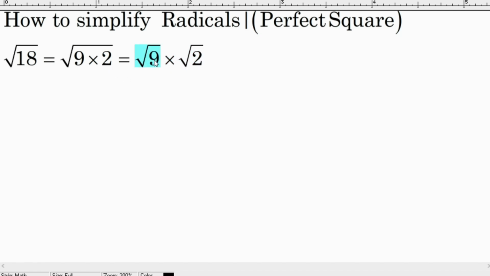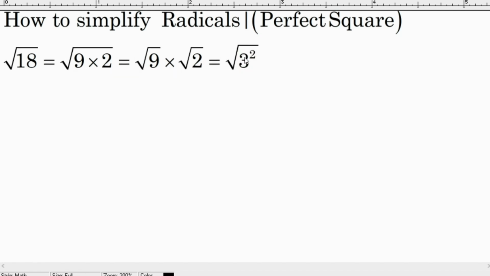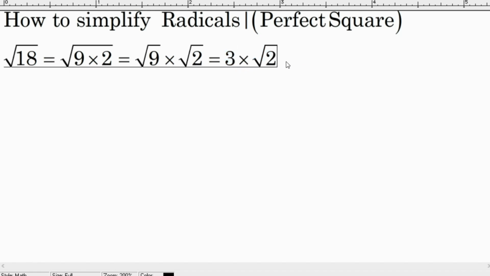As we already wrote previously, the square root of 9 can be written as the square root of 3 squared. Then multiply with the square root of 2. The square root of 3 squared is equal to 3. So that will be equal to 3 square root of 2. That means the square root of 18 is equal to 3 square root of 2.